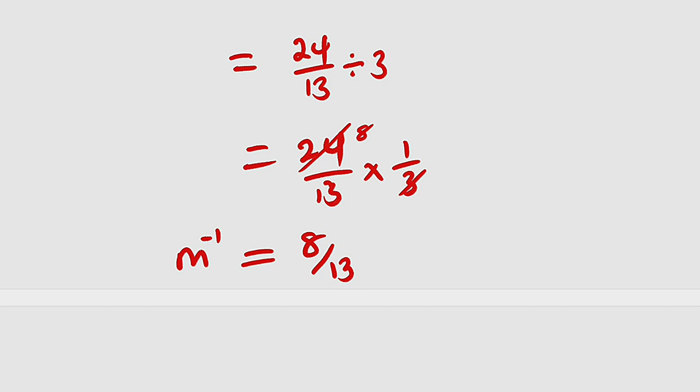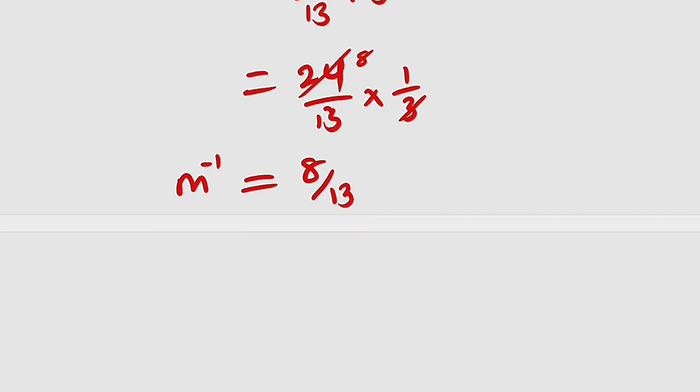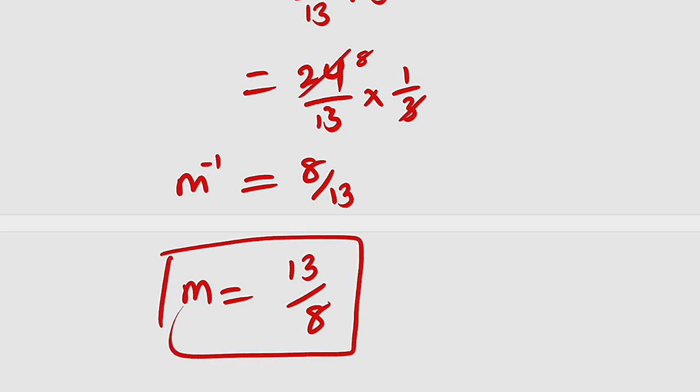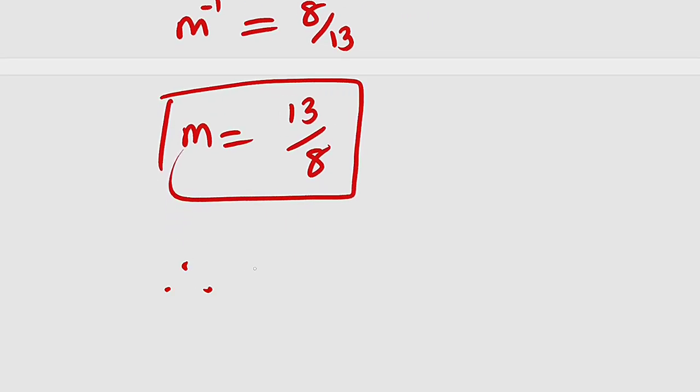But remember, we are looking for m, not m to the negative 1. So you can take a reciprocal of both sides. Therefore, m will be equal to 13 divided by 8. And this is the value of m. Now we conclude that n is equal to 13 and m equal to 13 divided by 8.